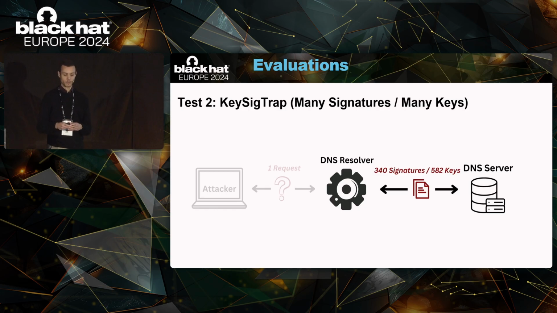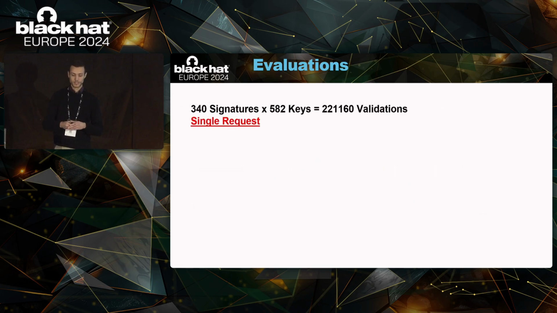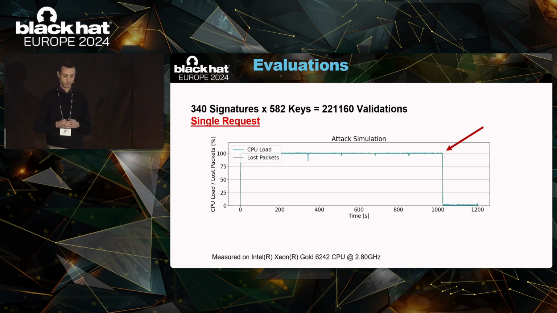So what will happen now? If Unbound follows the specification, it will have to validate each of these signatures against each of these keys, so creating a quadratic amount of validations. And if we do the math here, we can see that Unbound will have to do over 220,000 validations just from this single request. So again, over 200,000 validations just from a single attacker request. And now let's see how the resolver takes this. As it turns out, not so good.